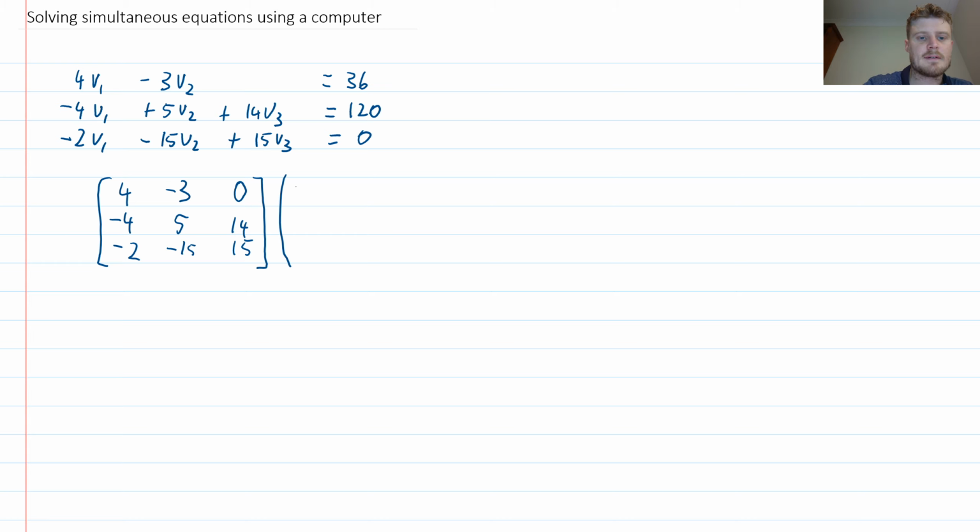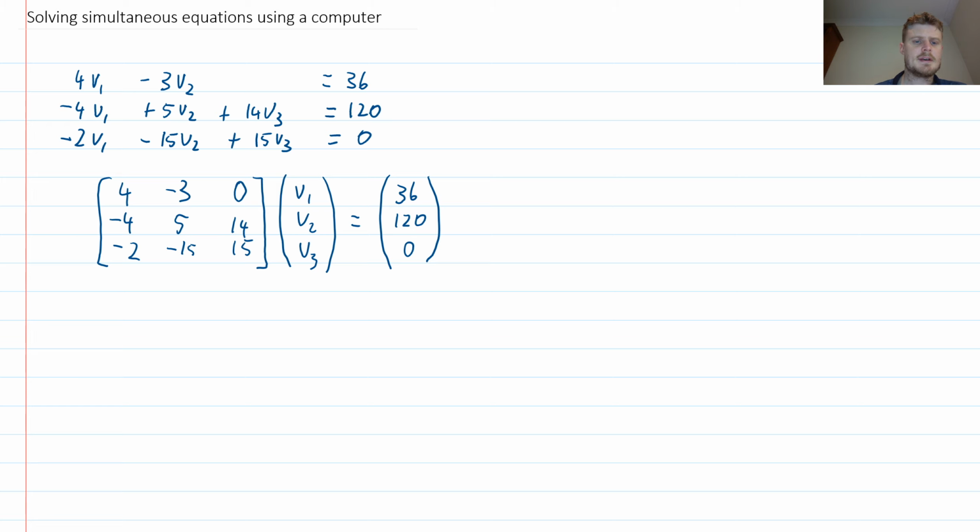And then I can have my vector of unknowns, and that is equal to my vector of constants, like this. And so this here is a matrix system of equations. The left-hand side, if you multiply it out using the rules of matrix arithmetic, then you will get the system of equations that's written above.